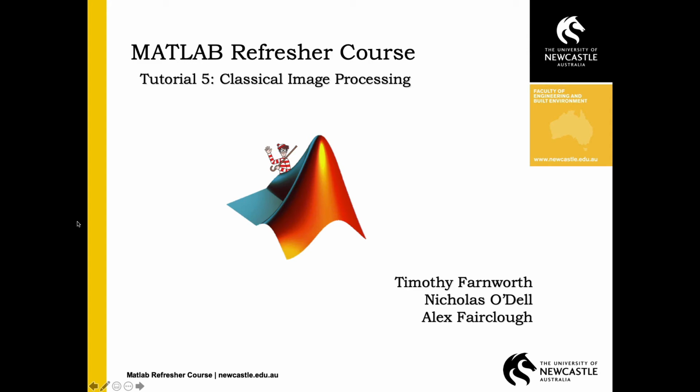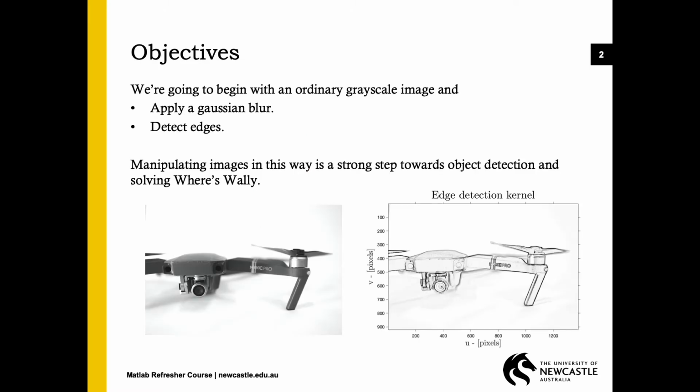In this tutorial, we'll start doing image processing with real images and make a big step towards automating Where's Wally. We will be learning about and implementing different operations from classical image processing to do things like blur images and detect edges. Once we can do this, we're only a few steps away from finding Wally.